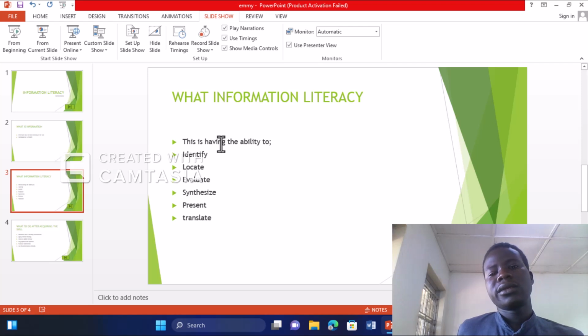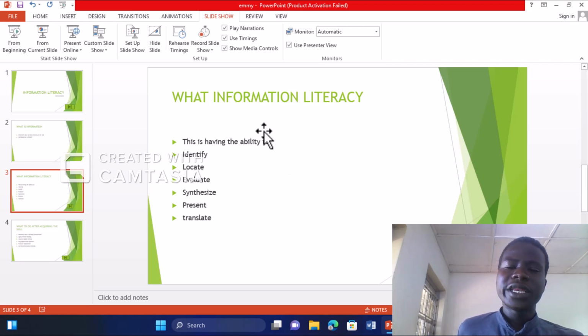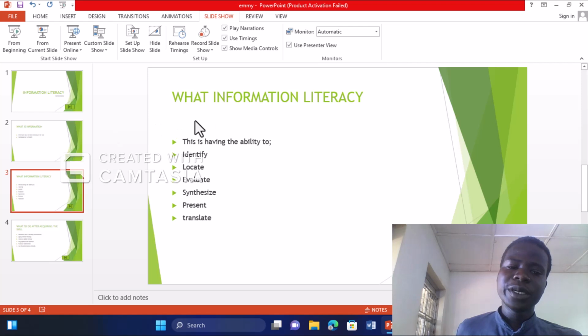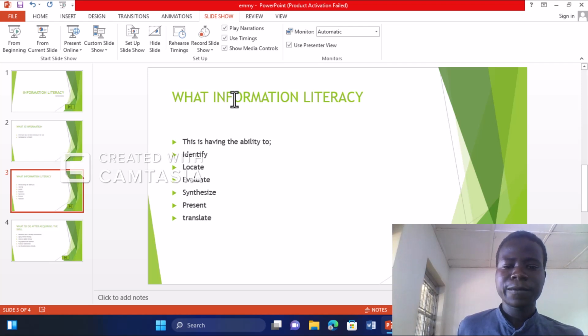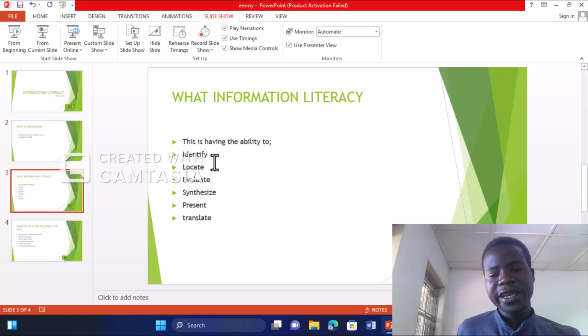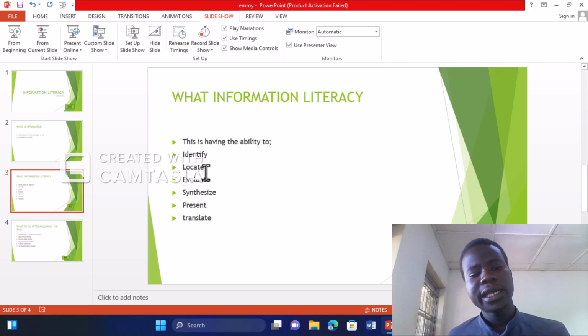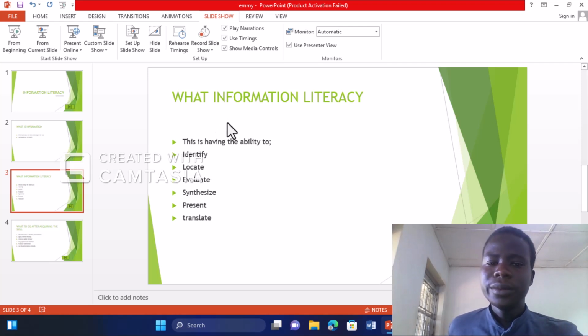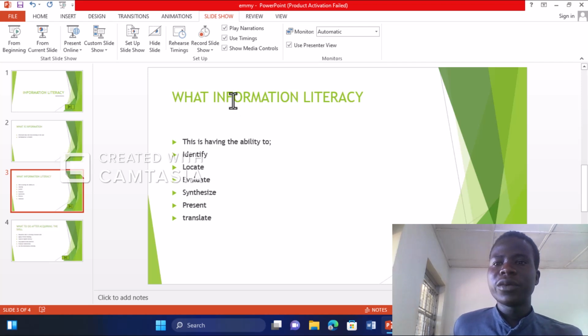Now let's go and talk about what information literacy is. Information literacy means the ability to identify, locate, and evaluate information for problem solving or to help you do research. So, information literacy has the 6 bases that we know: we identify, locate, evaluate, synthesize, present, and translate information. Now, how will I use information literacy skills?